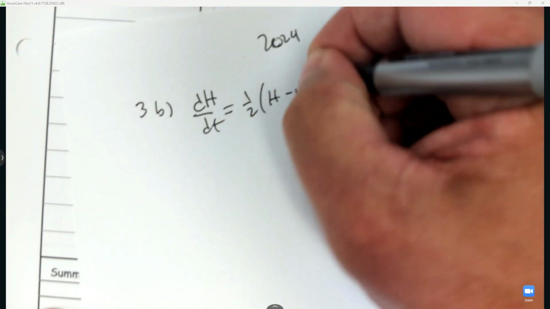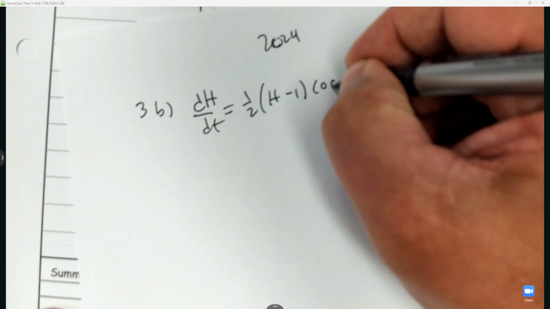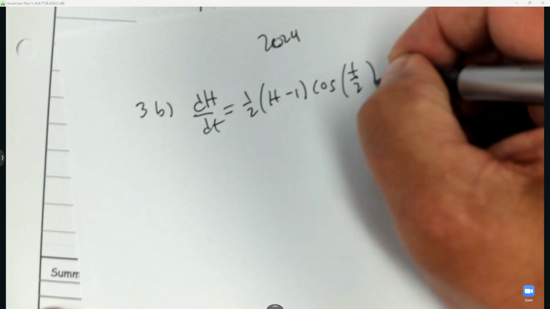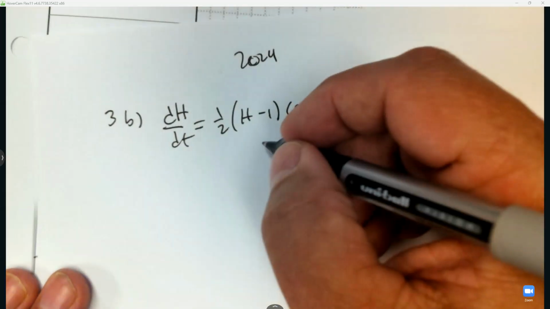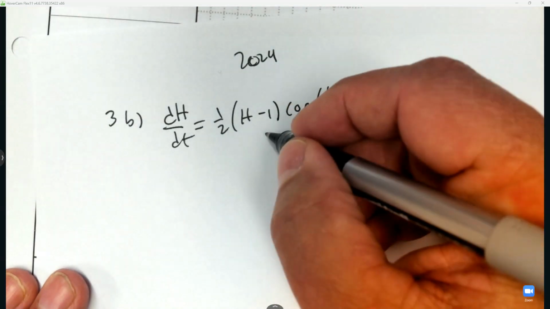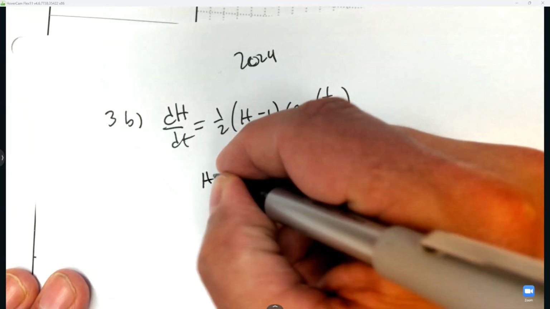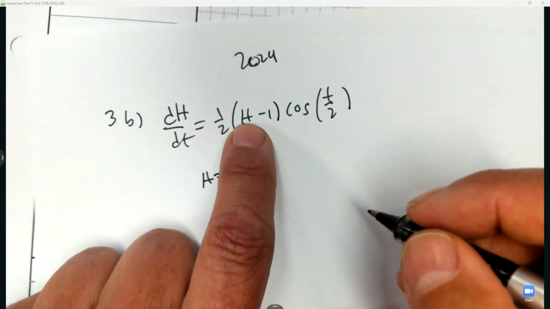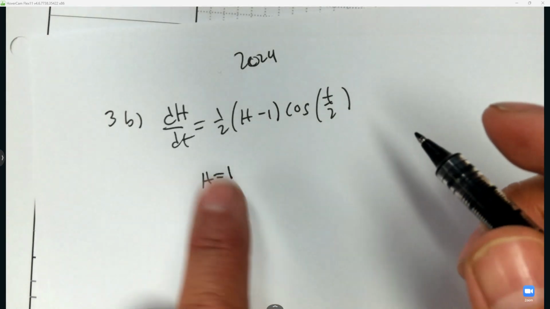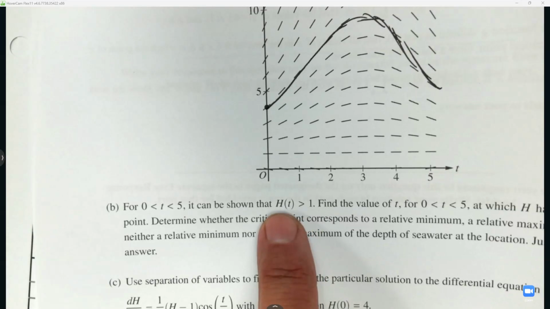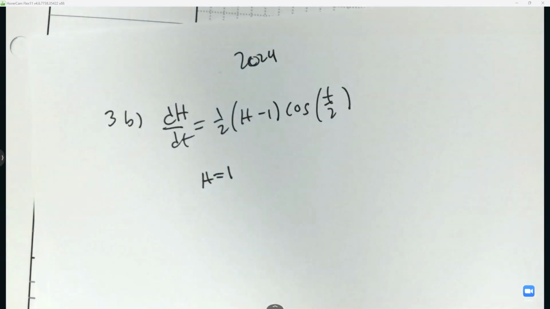I'm going to write down the differential equation and go, okay, what would make this 0? So that's the first thing we're looking at. So for a critical value, what makes it equal to 0? So either h equals 1, because if h equals 1, 1 take away 1 is 0. That makes everything 0. But that can't be the answer, because it says that for all values, it's bigger than 1. So that's not it.